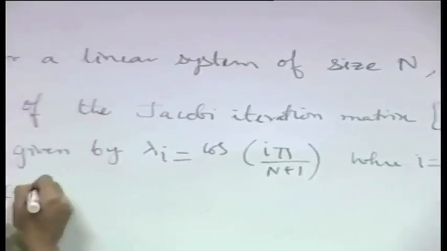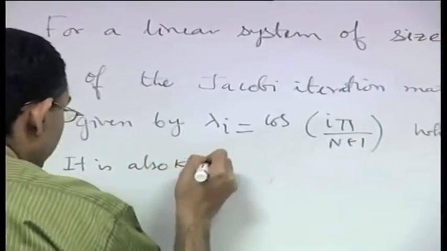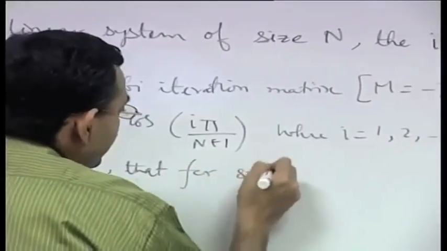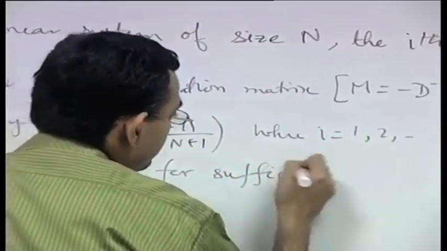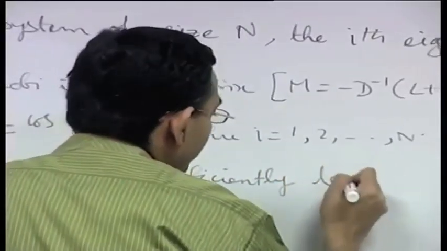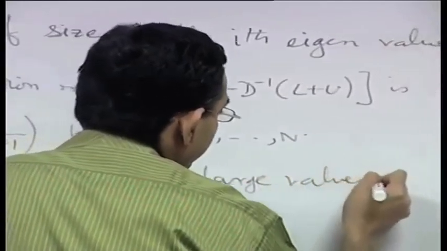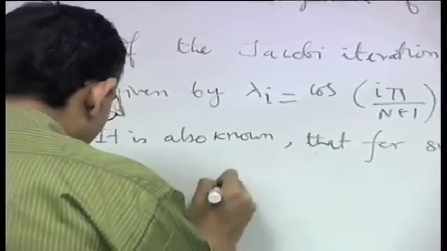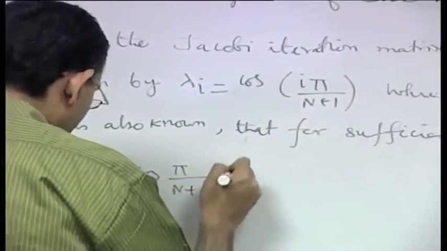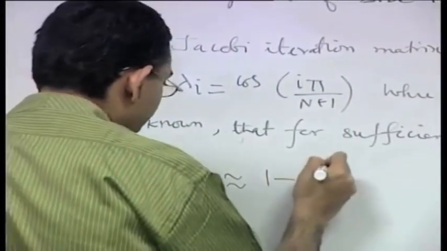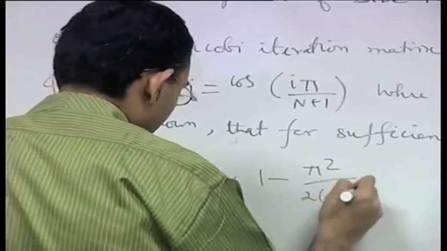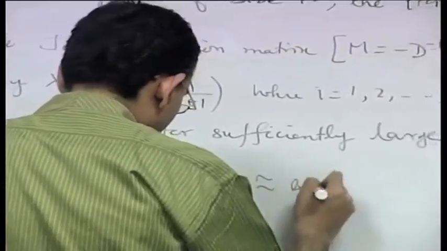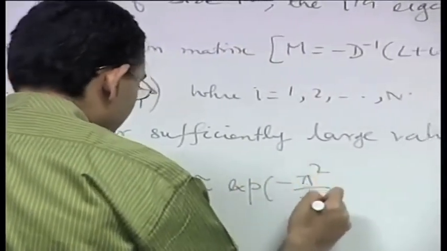It is also known that for sufficiently large values of n, cos pi by n plus 1 is roughly equal to 1 minus pi square by 2 into n plus 1 whole square, which is again roughly equal to e to the power of minus pi square by 2 n square.